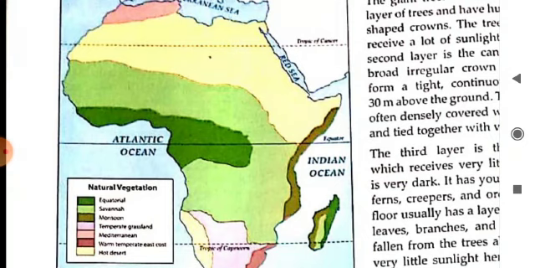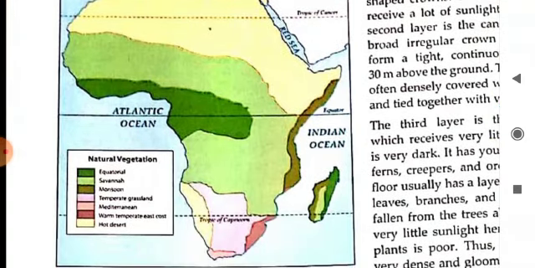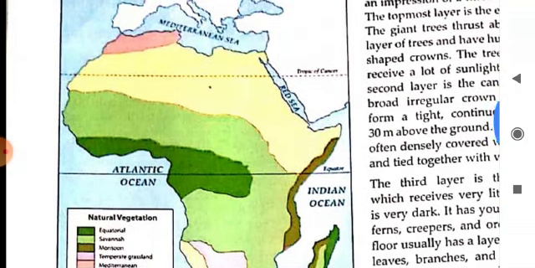Next type, Mediterranean type. Look at the light pink shade zone. The coastal areas of northwest Africa and a small area in the southwest of South Africa experience the Mediterranean climate. Characteristics. Summers are hot with plentiful sunshine but no rainfall. Winters are mild and wet.